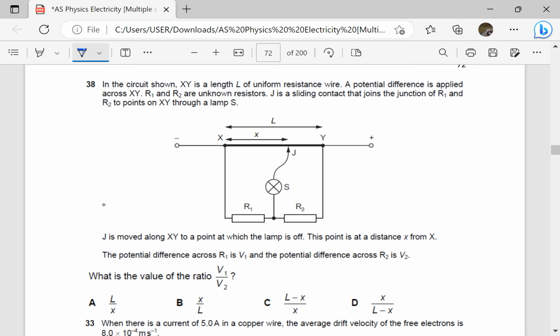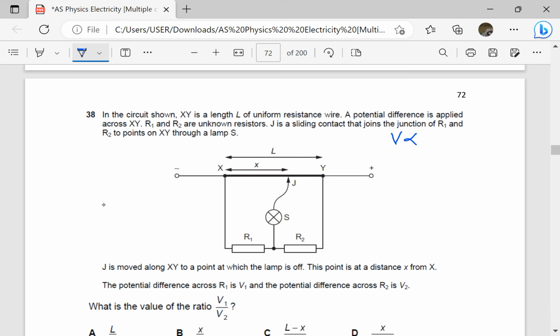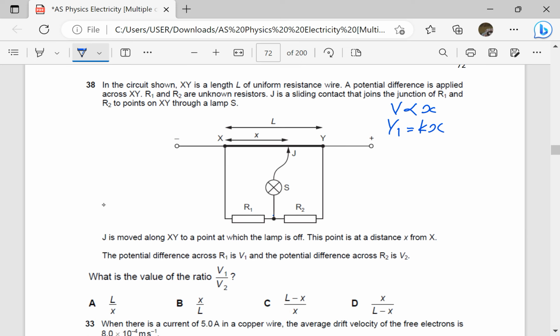So the PD across R1 is going to be the PD across the length X. Remember, PD is directly proportional to the length. So V1, the PD across R1, is going to be a constant times X. Similarly, J is moved along XY to a point at which the lamp is off. This point is at distance X from X. The potential difference across R1 is V1, and the potential difference across R2 is V2.